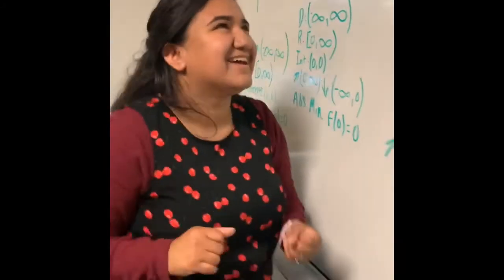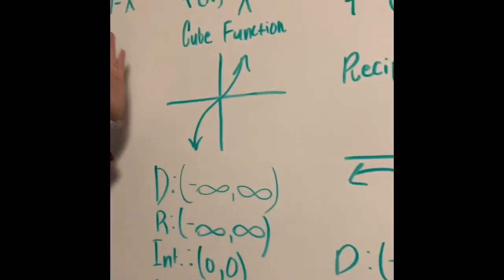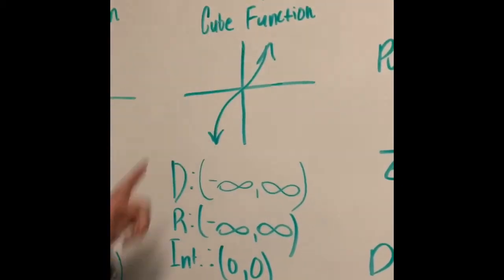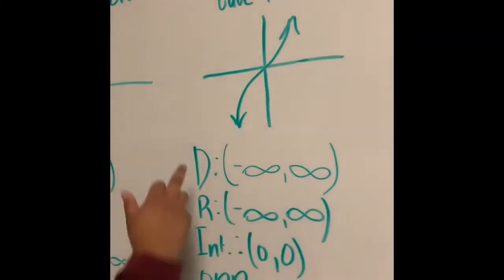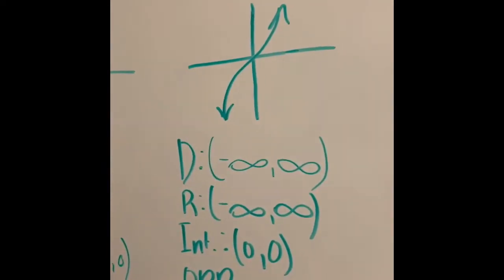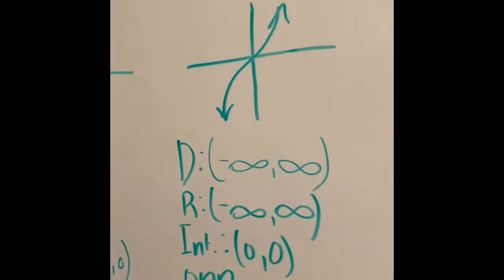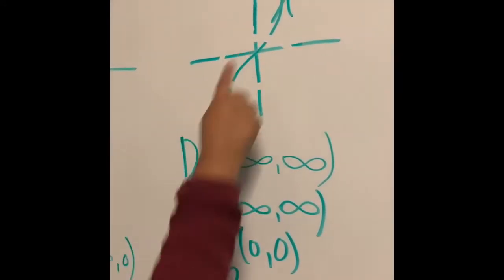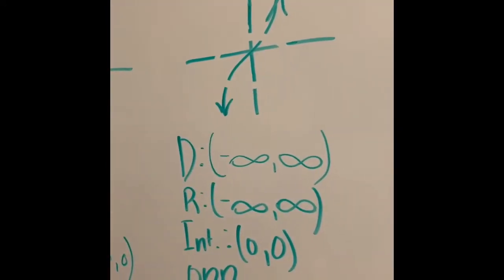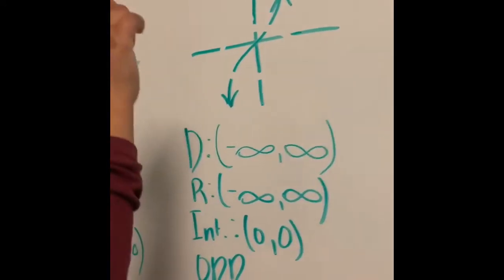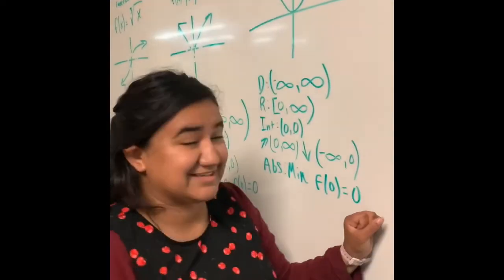Moving on again. So this one is going to be the cube function, so this is going to be x cubed. The domain, again, left to right, negative infinity to infinity, range, negative infinity to infinity. The intercept would be right here again, so it's going to be a 0, 0, and then it's going to be an odd function, and it increases at negative infinity to infinity.